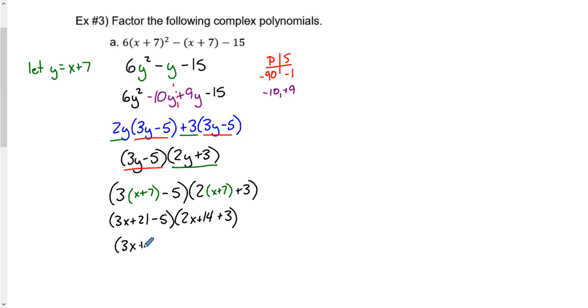3x adding 16, 2x add 17. And we should be all good. There's nothing common between a 3x and a 16, neither a 2x plus 17.